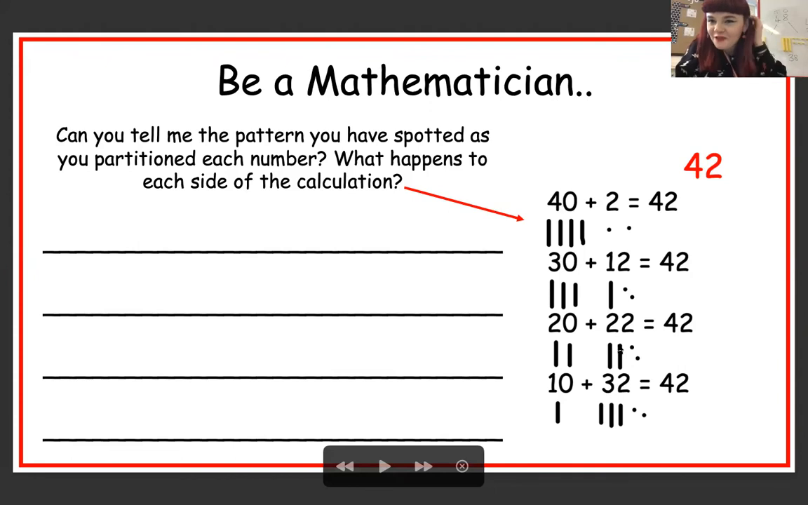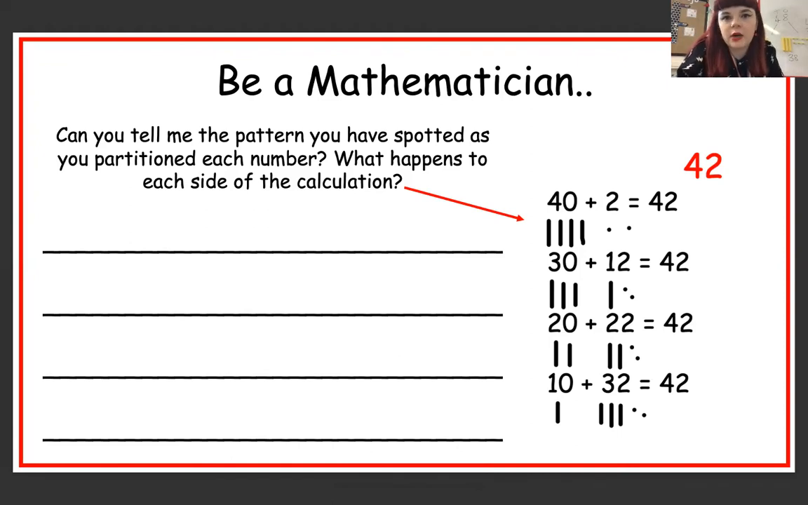Hello again. For your final question for today's lesson, we're all going to be mathematicians, all right? So the question you've got here says, can you tell me the pattern you have spotted as you partitioned each number? What happens to each side of the calculation? Now you can see here, I started with the number 42 and I've partitioned it into two smaller groups to make the number easier to deal with, okay? So 42 is my whole number and I've got some different parts, okay? And I want you to tell me if you spotted what happened to each side of the calculation and whether there is a pattern in the numbers, okay?